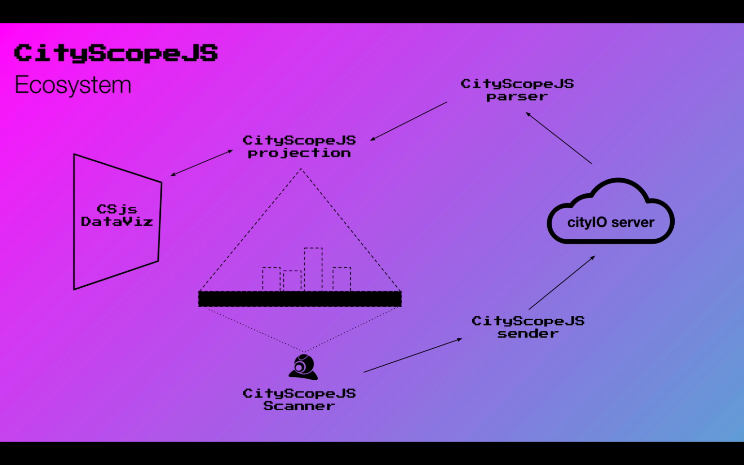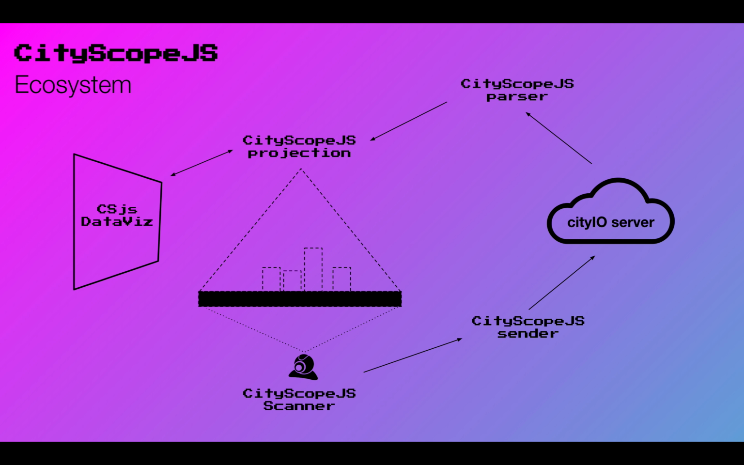In that sense, the ecosystem that CityScope.JS is proposing, at least, is scanning to begin with, sending it to the CDIO server, which is something we want to talk about later on, but is becoming more and more stable and workable, and we're all working with it already. And then we have all the parts of the data visualization and projection, which are on the table itself.